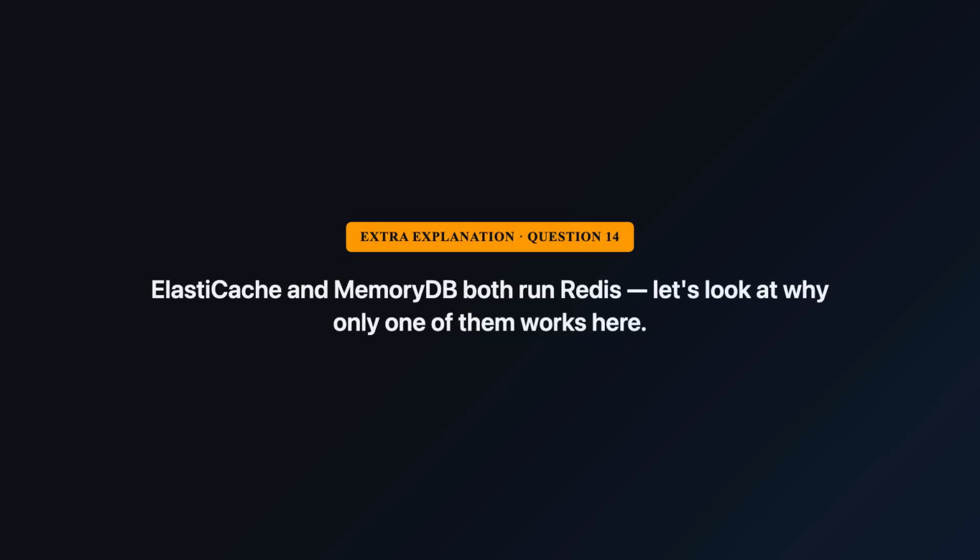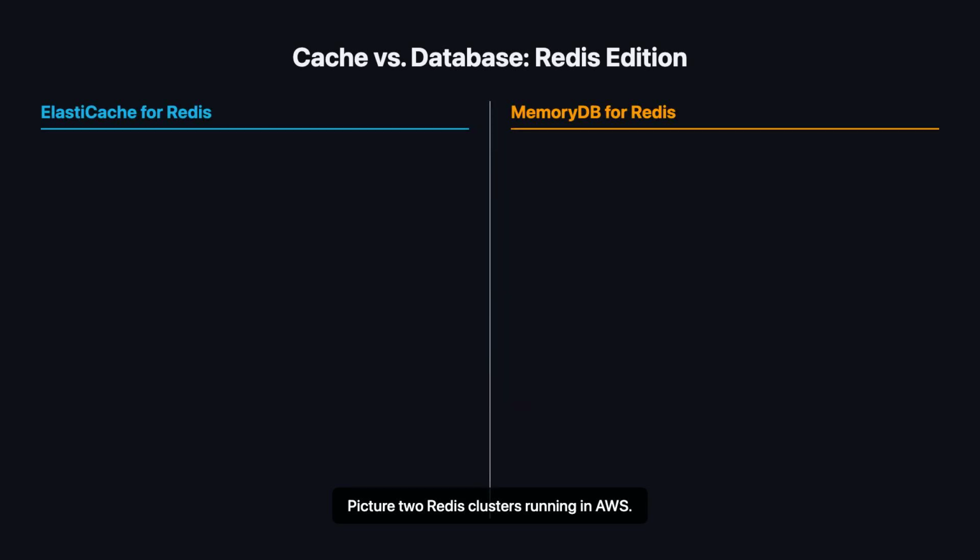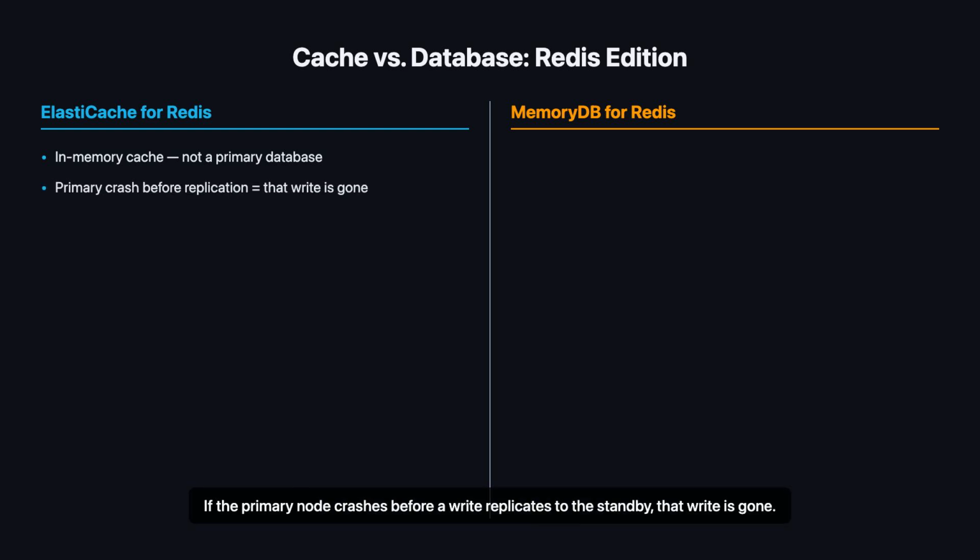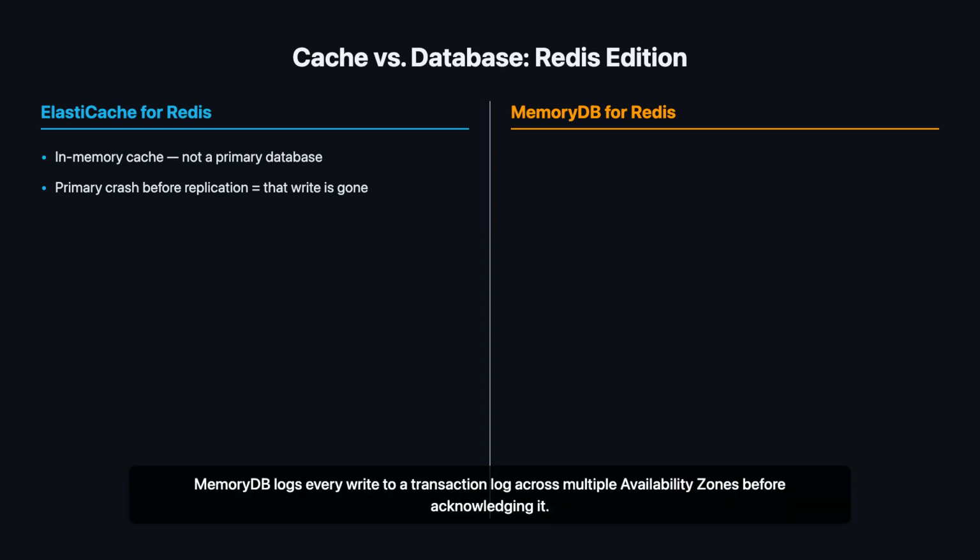ElastiCache and MemoryDB both run Redis. Let's look at why only one of them works here. Picture two Redis clusters running in AWS. They look almost identical. Both use the Redis API, both span multiple availability zones. Here's the trap. ElastiCache for Redis is a cache. If the primary node crashes before a write replicates to the standby, that write is gone. MemoryDB logs every write to a transaction log across multiple availability zones before acknowledging it.